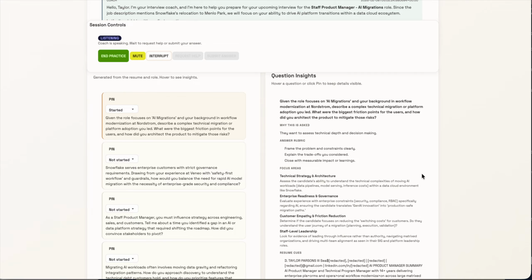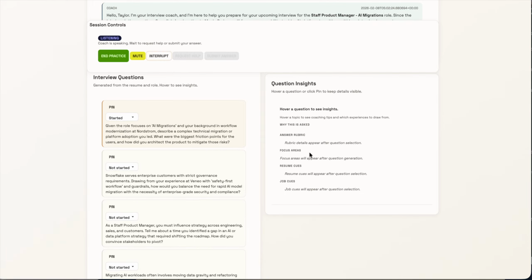Given the role focuses on AI migrations and your background in workflow modernization at Nordstrom, describe a complex technical migration or platform adoption you led. What were the biggest friction points for the users, and how did you architect the product to mitigate those risks?